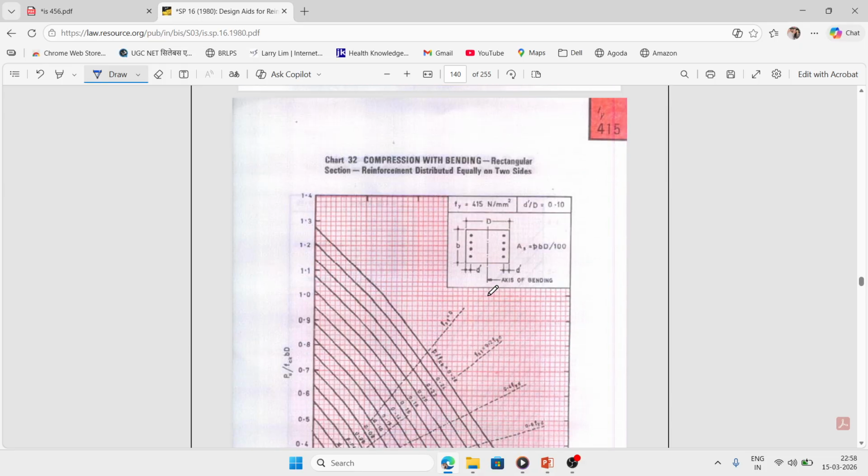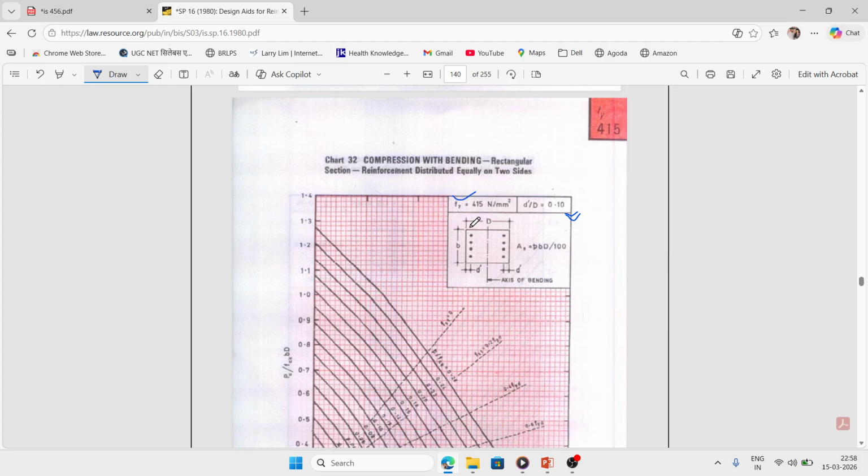See, chart 32, corresponding to the D dash by D ratio, that is 0.1. So first you have to think why I am using this chart. Because I have three conditions. First, the D dash by D ratio is 0.1. Second, the grade of the steel I am using is 415.